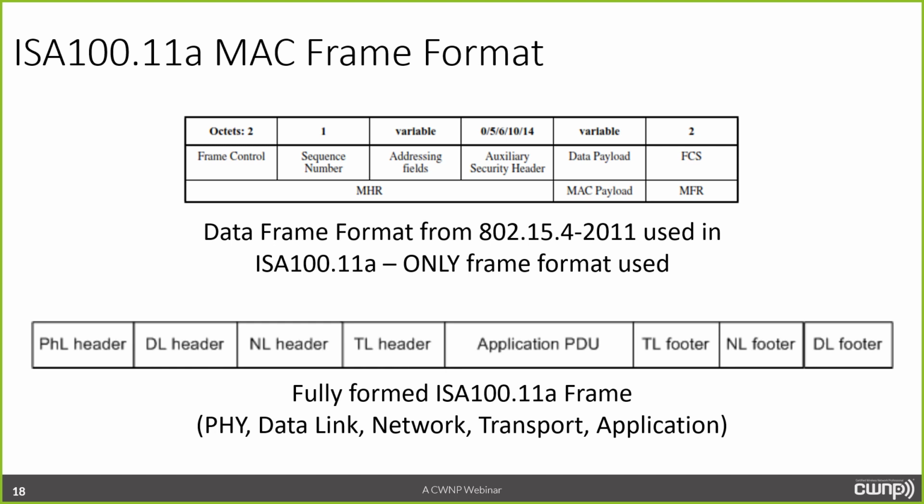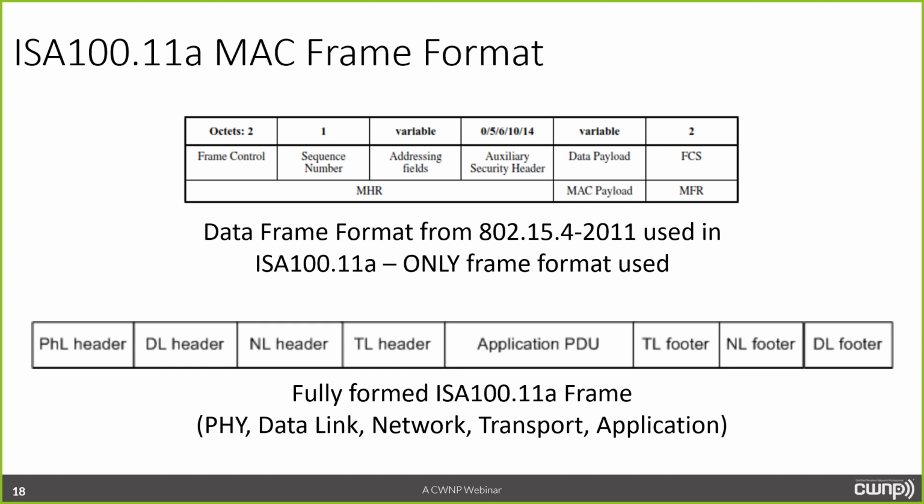So the basic concept here is that we're going to have a PHY header eventually. It's called PHL in the lower portion of this diagram. A data link header, which is basically your frame control, sequence number, addressing fields. A network layer header, that's going to be in the payload of the frame up above. A transport layer header, also in the payload of the frame up above. And an application header for the application PDU, which is again going to be in the frame up above.